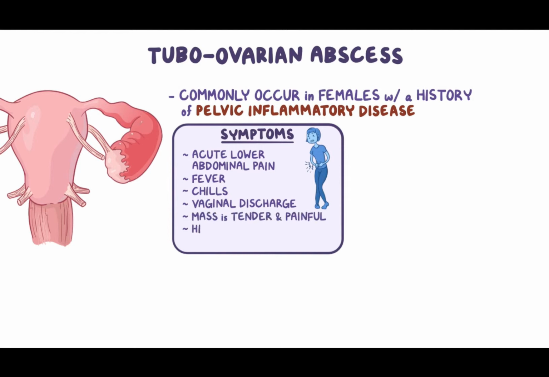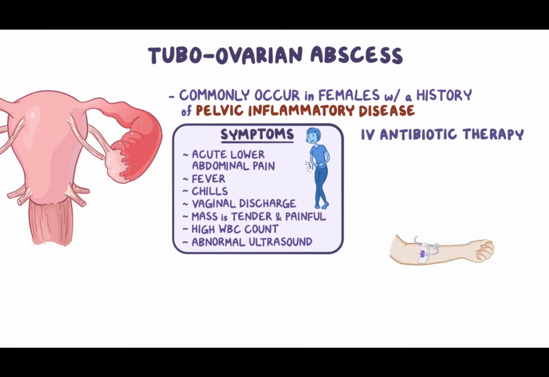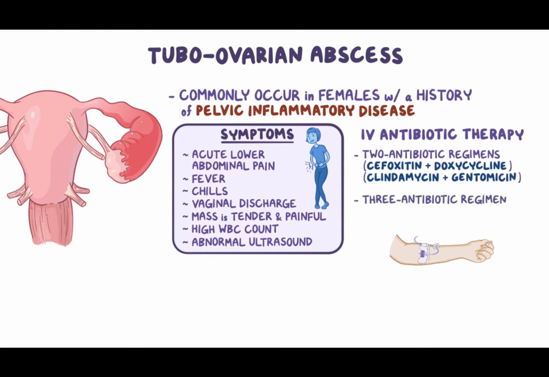Additionally, females have a high white blood cell count, and a pelvic ultrasound typically shows a complex mass that obliterates normal adnexal architecture. In premenopausal females who are hemodynamically stable and have a mass smaller than 9 centimeters, IV antibiotic therapy is recommended for at least 2 weeks, until the abscess is resolved on ultrasound. There are 2 antibiotic regimens, like cefoxitin plus doxycycline, or clindamycin plus gentamicin, or 3 antibiotic regimens, like ampicillin plus clindamycin plus gentamicin.